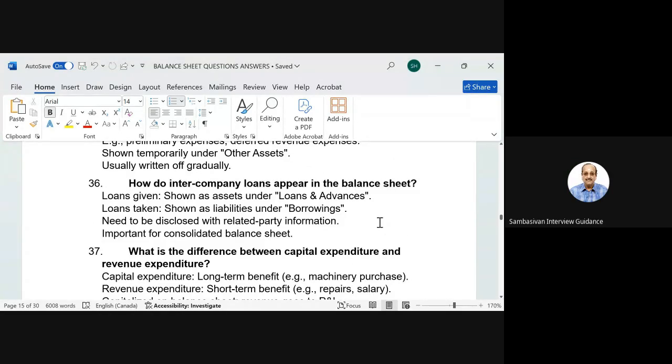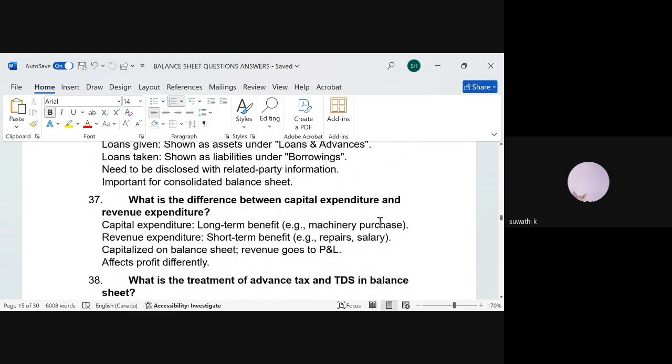Loans given shown as assets under loans and advances. Loans taken shown as liabilities under borrowings. Need to be disclosed with related party information. Important for consolidated balance sheet. What is the difference between capital expenditure and revenue expenditure?